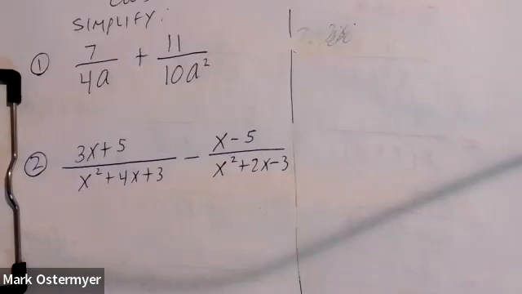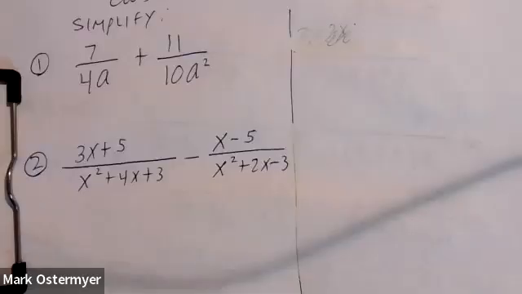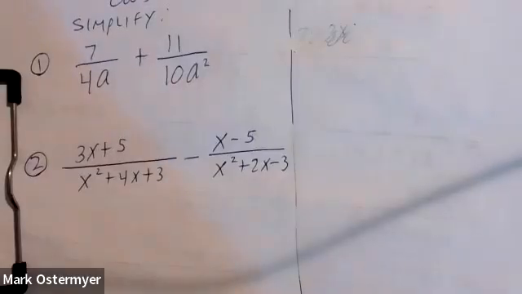Well, which problem is easier, 1 or 2? 1. That's an understatement. Yeah, number 1's 10 times easier than the second one. Did anybody get the first one? Feel pretty confident about that? That one's pretty reasonable, not too bad. 35a plus 22 over 20a squared. Okay. Anybody else get that? Yeah. All right, that sounds good.